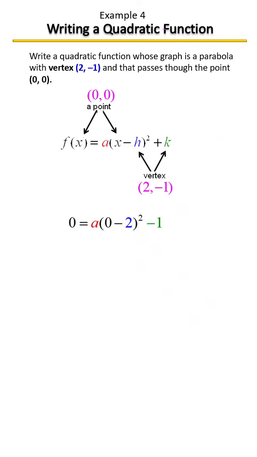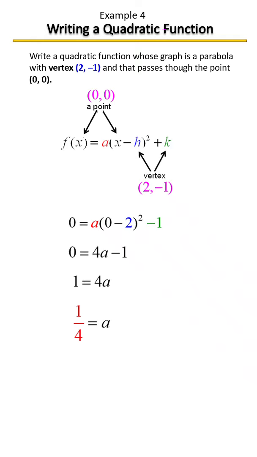So once we plug everything in, it's going to look like so. Now we need to do the math, starting with the parentheses first. -2 squared equals 4. 4 times A is 4A. Add 1, divide by 4, and A equals 1/4.